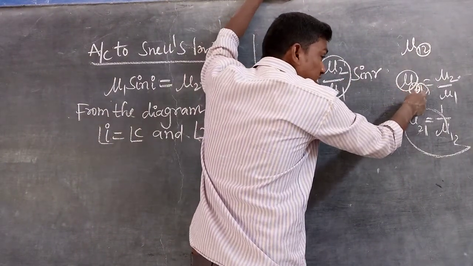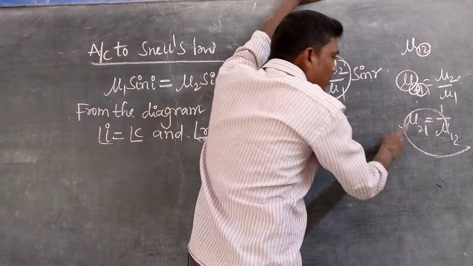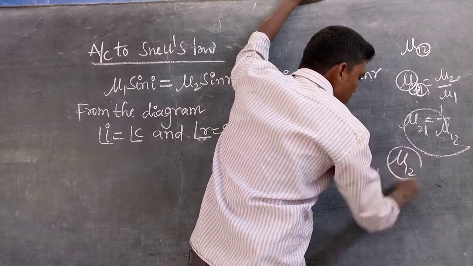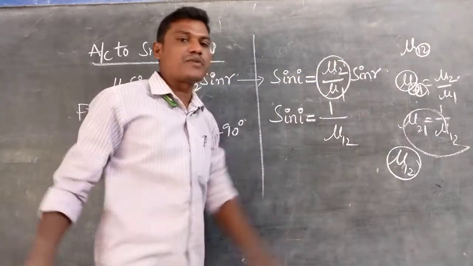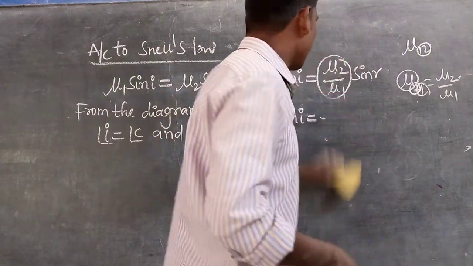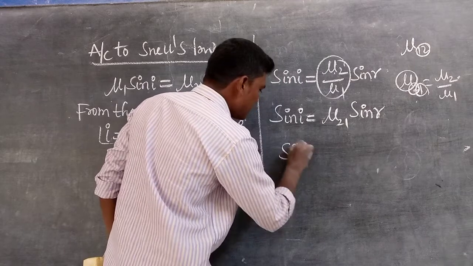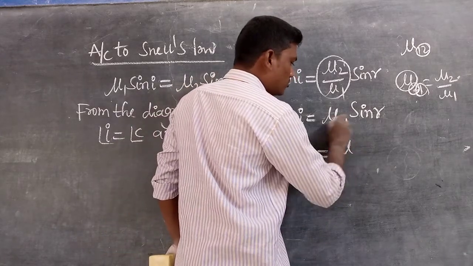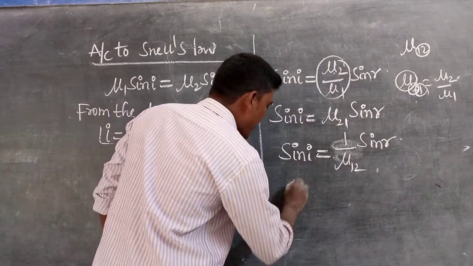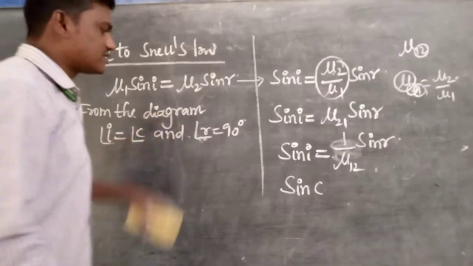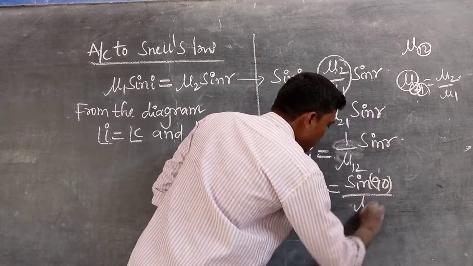Refractive index of the second medium with respect to the first means light travels from first to second. Is it correct? No, light travels from second to first. That's why we write mu of 1 2, the refractive index of the first medium with respect to the second, because light travels from second medium to first medium. So listen, mu2 by mu1 we can write as mu of 2 1, and then sin I is equal to 1 by mu of 1 2 sin R. Then sin I means sin C, because angle I is equal to C. And R is 90, so sin C is equal to sin 90 upon mu. We can write that.